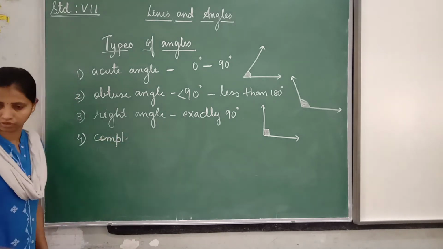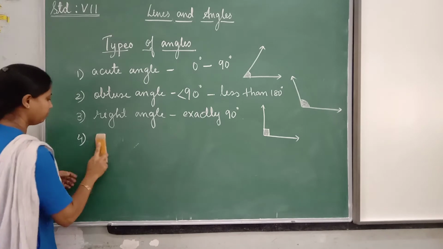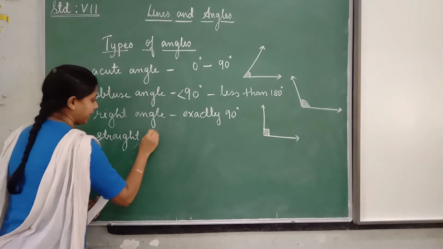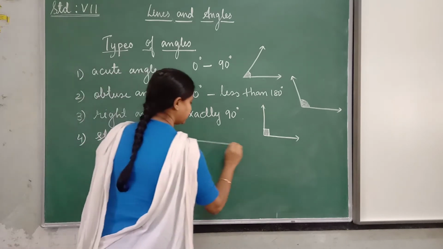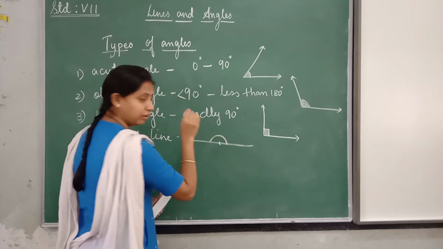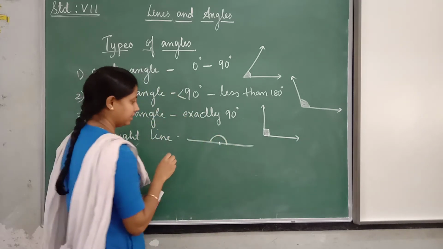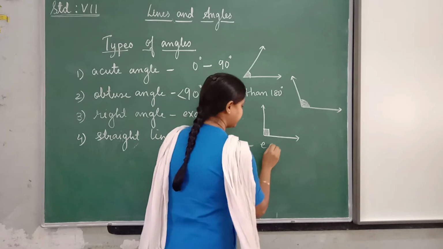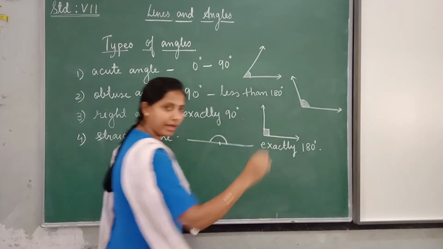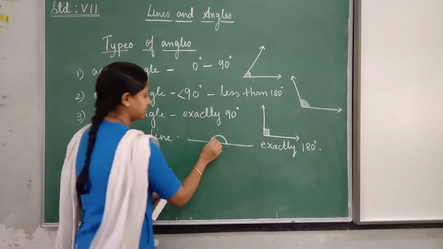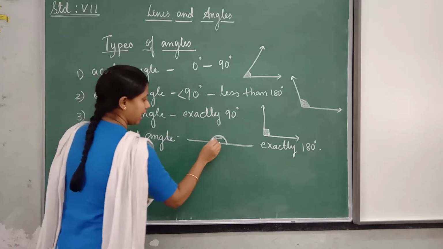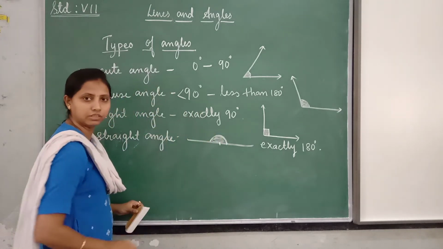complete straight angle. Okay. So straight angle means a straight line. The angle formed by a straight line. Now this angle formed is a straight angle. That is an angle measuring exactly 180 degree. An angle which measures exactly 180 degree is called as a straight angle. So this is a straight angle.